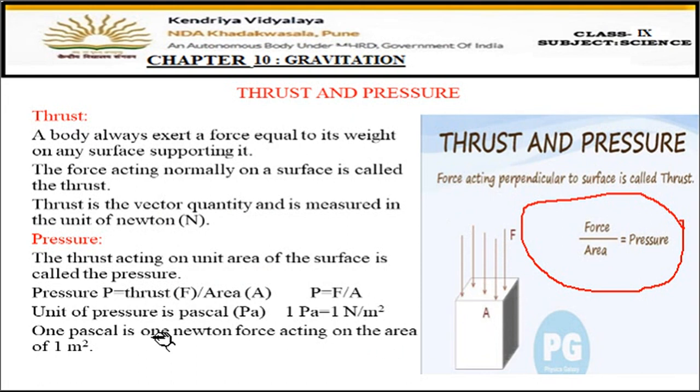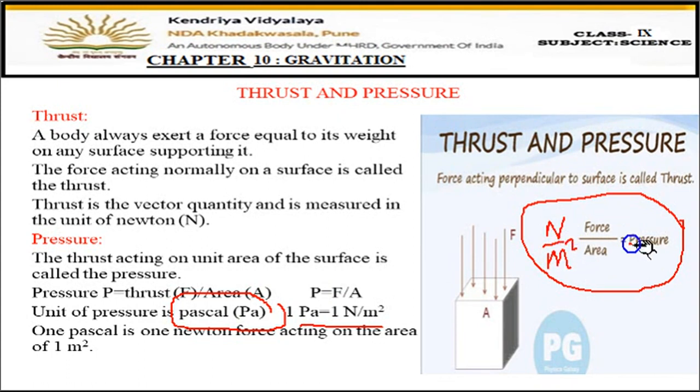Now this pressure has a different unit. It's Pascal, and it is denoted by the symbol capital P and A. Don't read it as Pa. It's Pascal. So 1 Pa is equal to 1 Newton per meter square, because its formula is force upon area. Force is measured in Newton and area is measured in meter square.